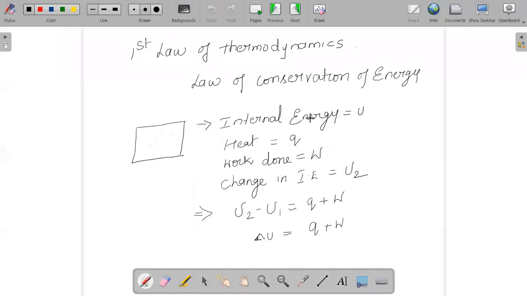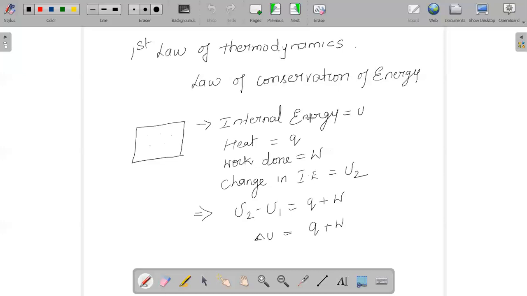And next comes your first law of thermodynamics. What does the first law of thermodynamics say? It is the law of conservation of energy. So when we say law of conservation of energy, what do we consider in it? It is a well-known fact that energy can neither be created nor be destroyed in any chemical reaction. It is always conserved, or we can say the sum of total energy of the universe is being conserved.